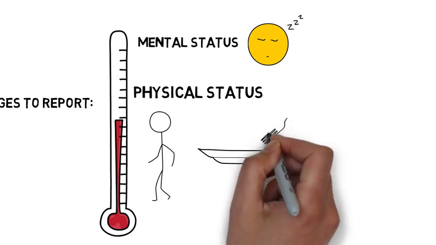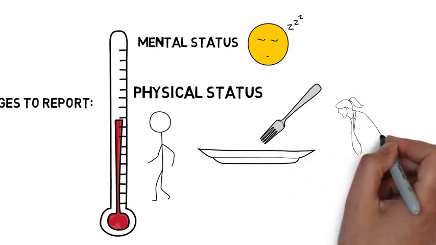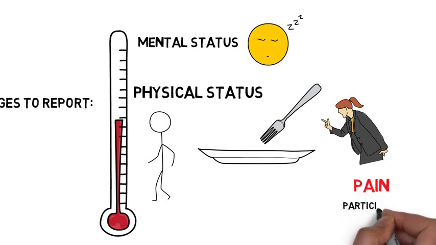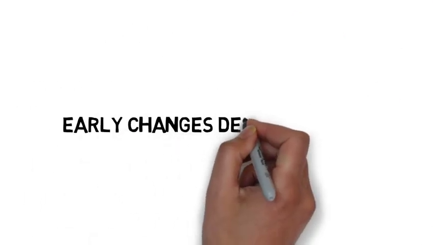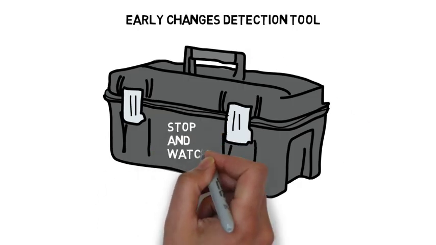Changes in function should also be noted, as in problems with ADLs. Changes in behavior: if a client suddenly starts to wander, become combative, yell, or become verbally or physically aggressive. Changes in pain and participation level are also included in the early changes detection tool. All of these categories are covered in the Stop and Watch early warning tool.